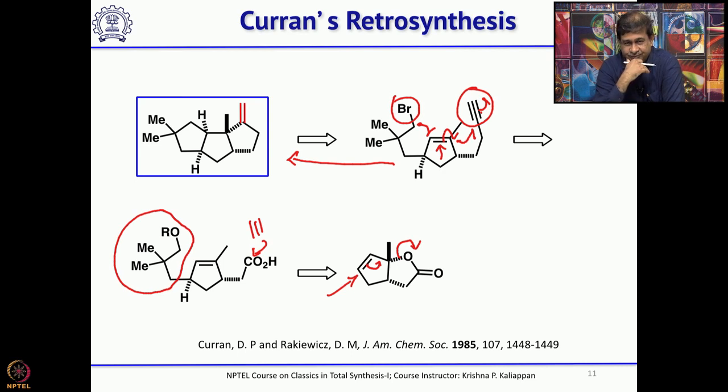And this lactone, if you look at it, whenever you see a 5-membered lactone, one reaction which should come to your mind immediately is iodolactonization.